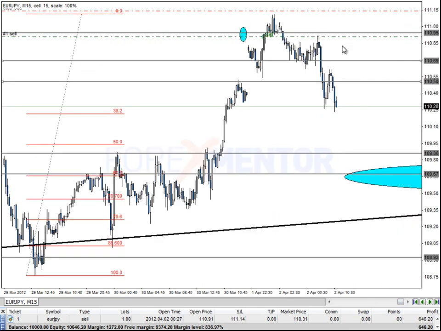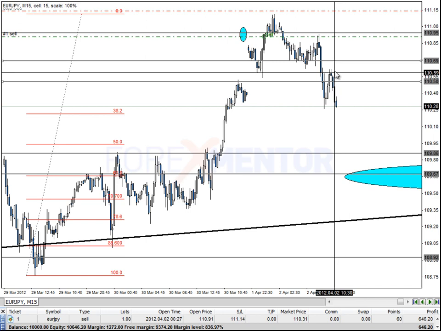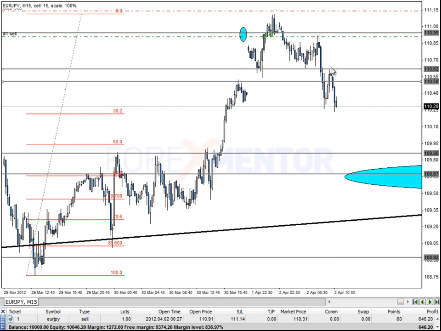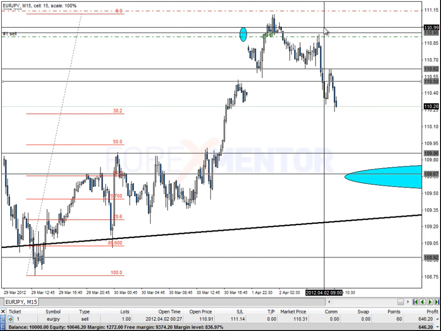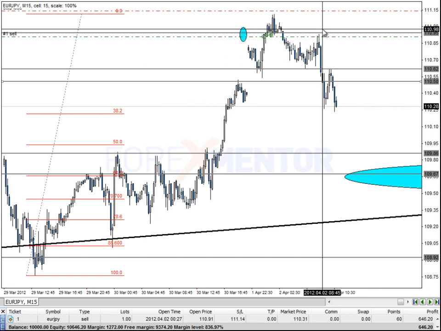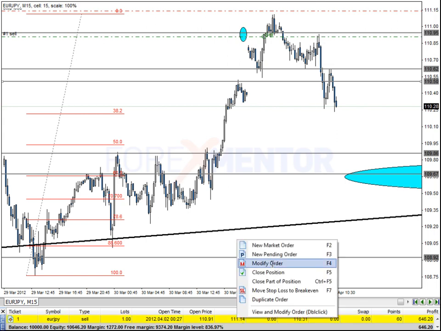If we have a look at the 15-minute, we can move our stop down a little bit, just above this swing high. We've also got this area here protecting us. So I think I'll put my stop above here now. Let's call it 110.97, 98 area.